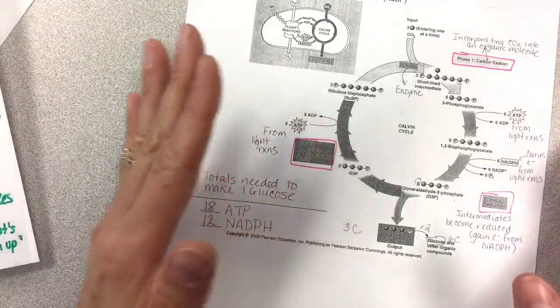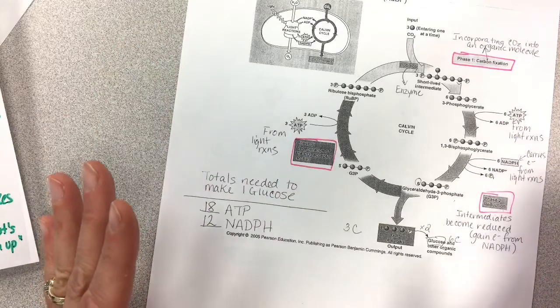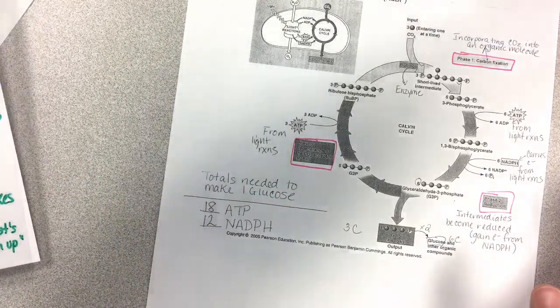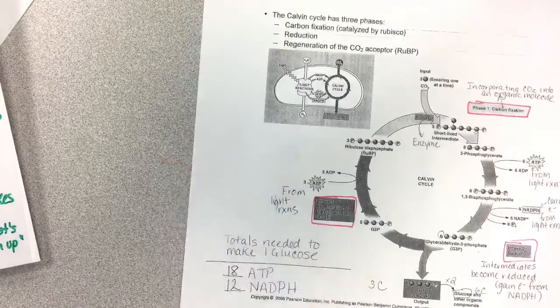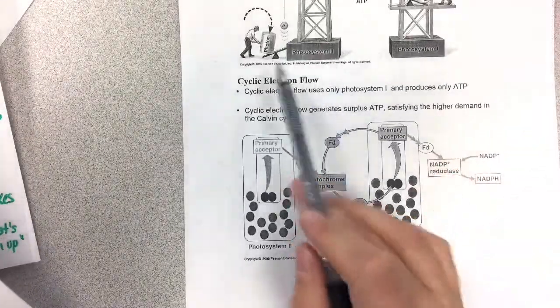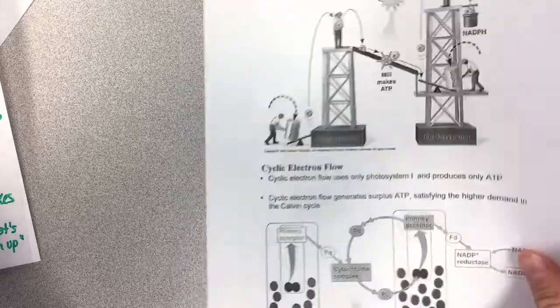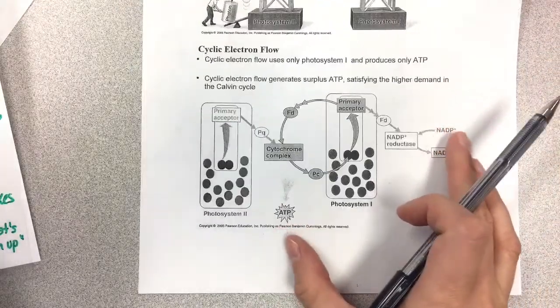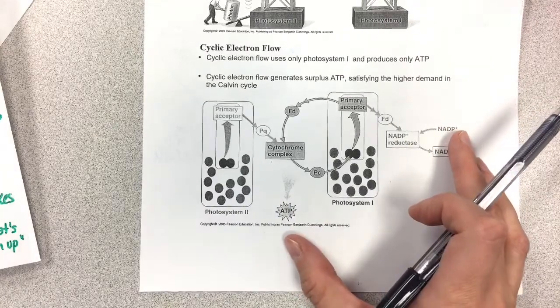That happens in what we call cyclic electron flow. So that's the part we skipped yesterday. So if we go back to this page, right here. So go back to this, underneath the little analogy that we're going to do tomorrow. And here's your cyclic electron flow.